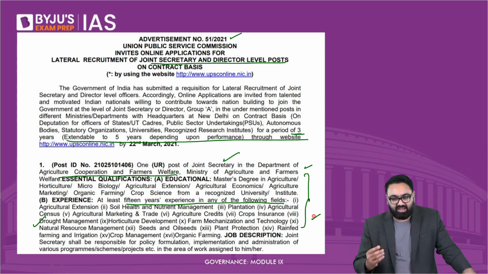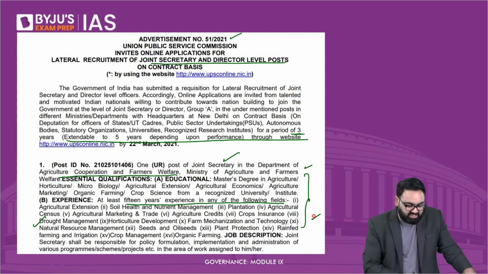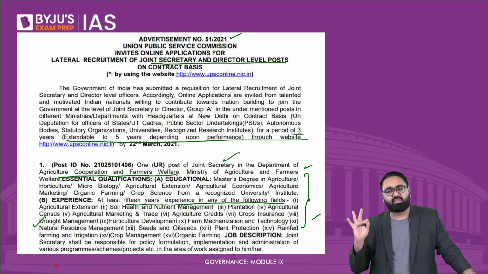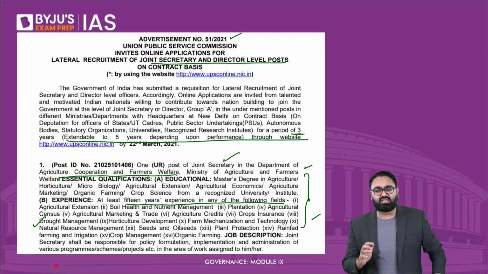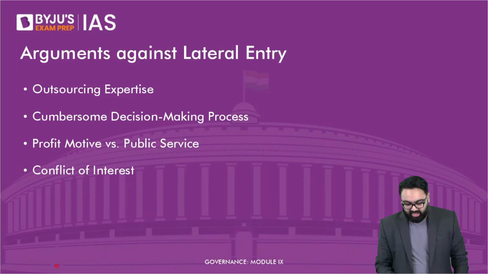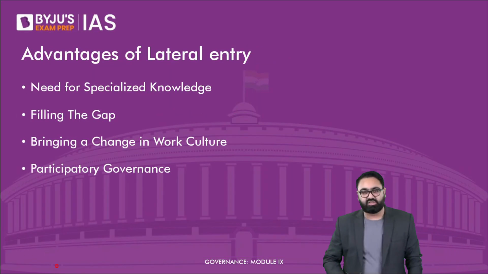This is an example. Government may change this depending upon how they want to run this. It's a short-term thing, 3 years, extendable to 5 years if both of them agree. But this has not been successful. The reason being, as I said, many of them have resigned already. They have not been able to bring in a change.